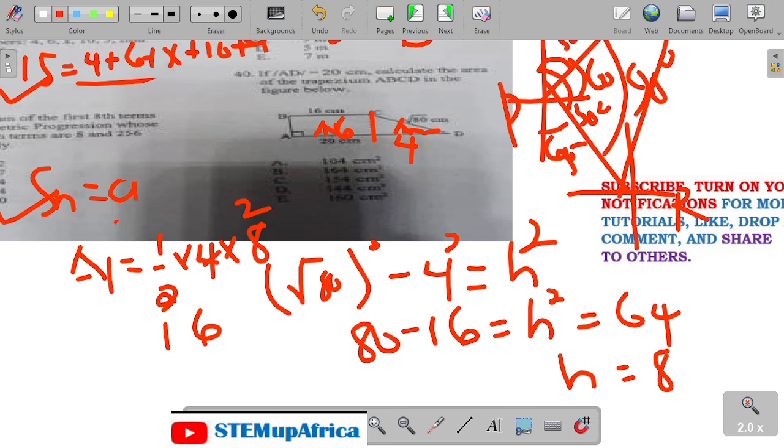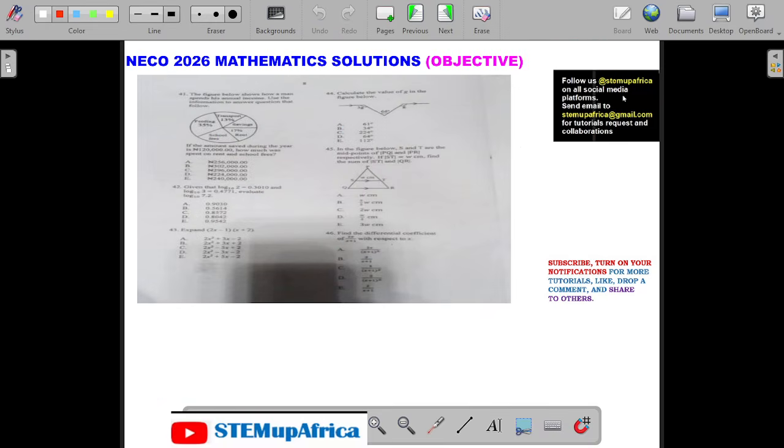A2 is the area of a rectangle, which is 16 times 8. 16 times 8 will give us 128. So 128 plus 16, what are we having? That's 144, which is option D. 40 is D. Then let's look at 41.